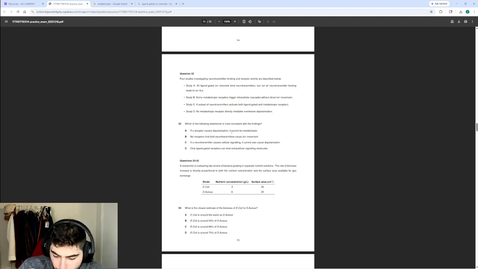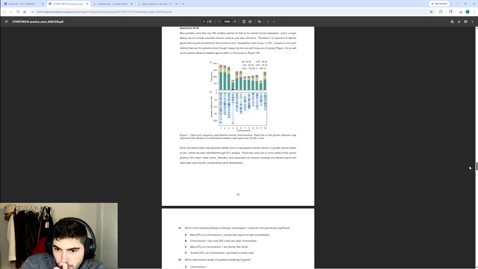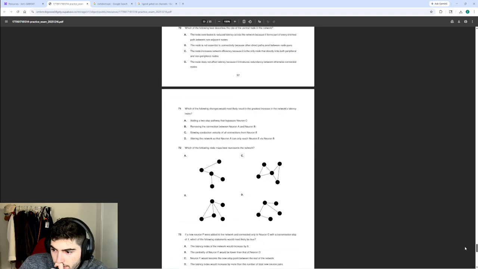Let's go A because it's most consistent with the findings: if a receptor causes depolarization, it cannot be metabotropic. No metabotropic receptor directly mediates membrane depolarization. Okay, is it that simple? Please tell me it's that simple. I think it is. I think I've just spent so much time on that question to get to that, and I think it is that simple.